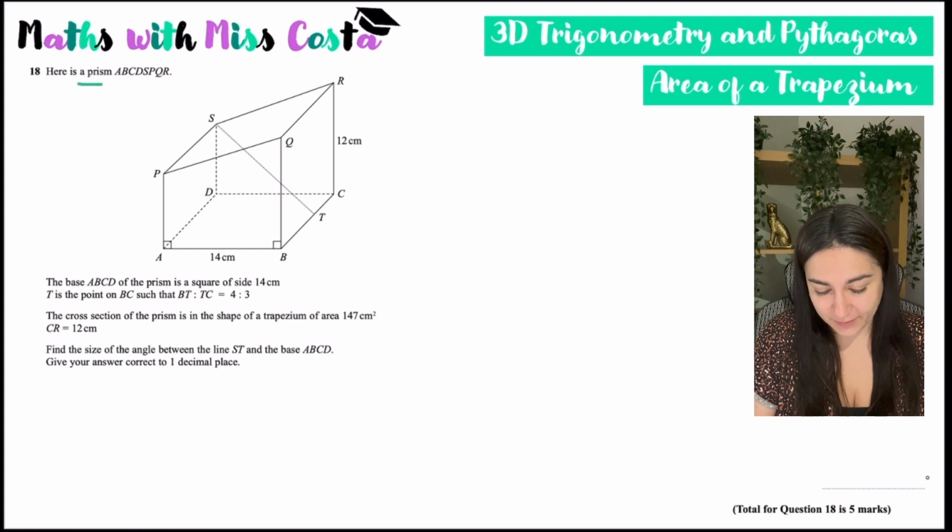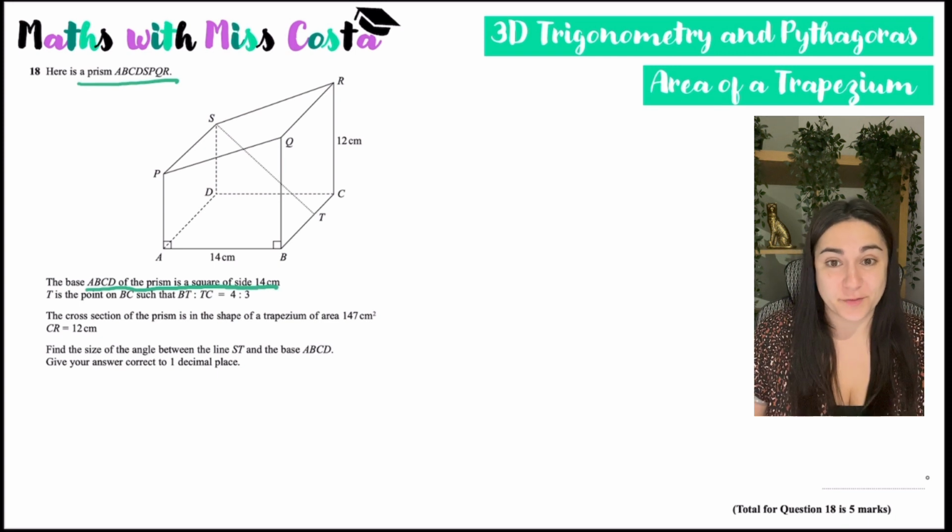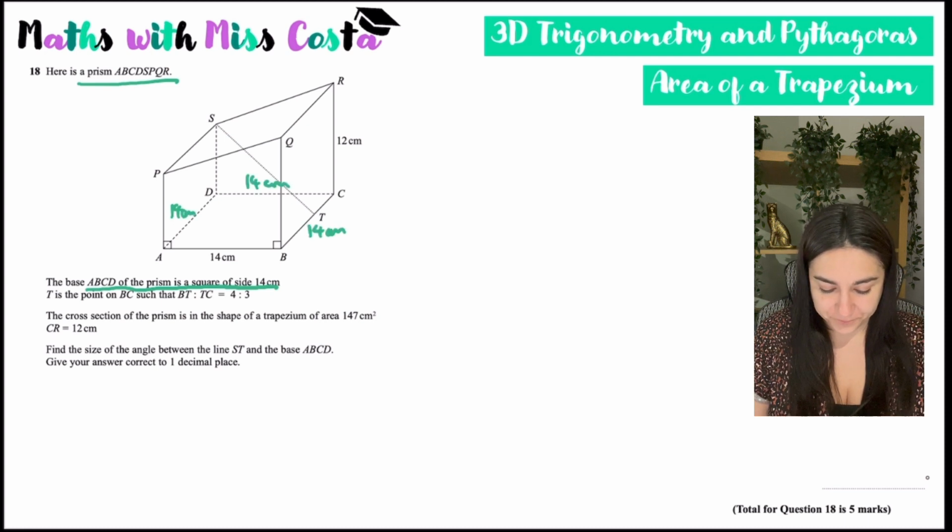So I'm told that here is a prism. And the base ABCD of the prism is a square of side 14 centimeters. Now that means that each of these sides are going to be 14 centimeters, so that is going to be useful information for later on.